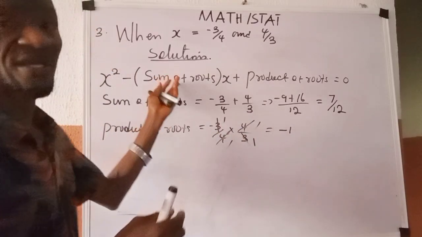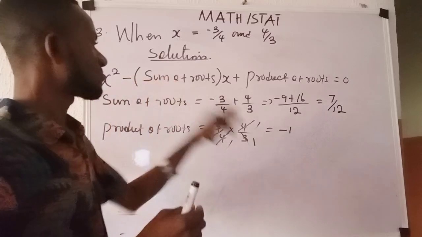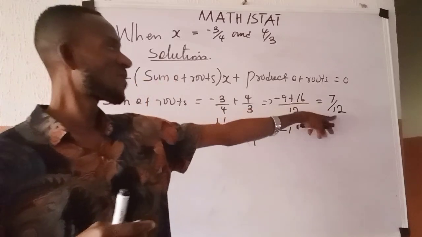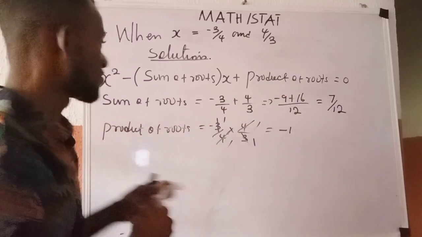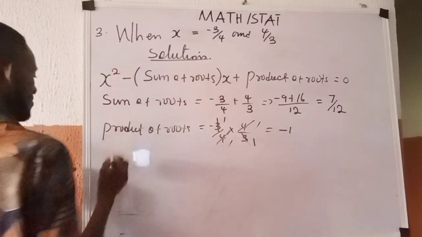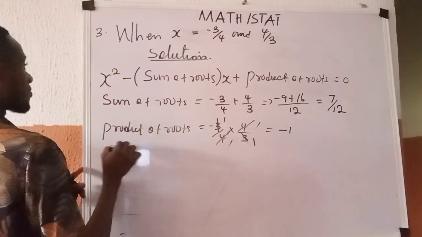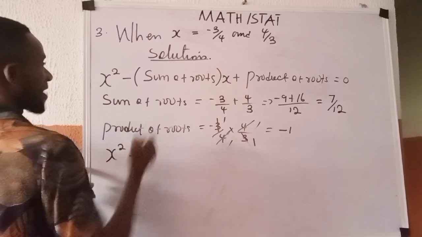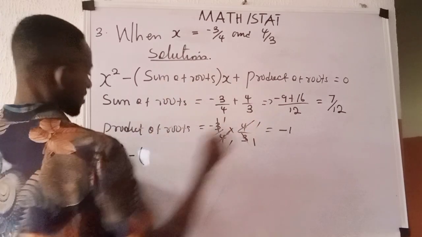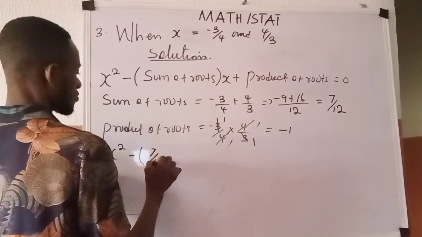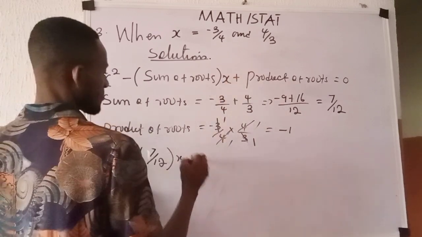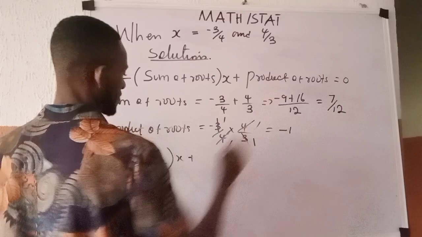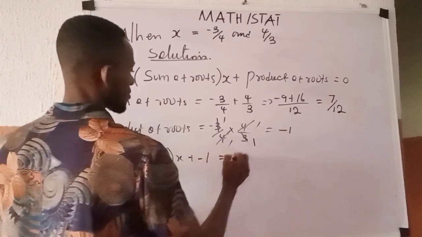What do you do at this point in time? You return back here. Wherever you see sum, you put in 7 over 12. And wherever you see product, you put in minus 1. So what I have here becomes: x raised to power 2 minus, open a bracket, the sum, which has become 7 over 12, close it by x. The sign here is plus. What you have as the product is minus 1, equals 0.